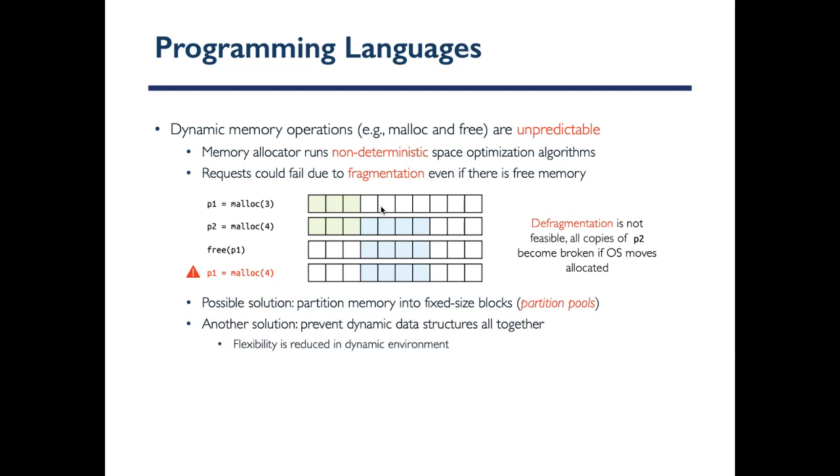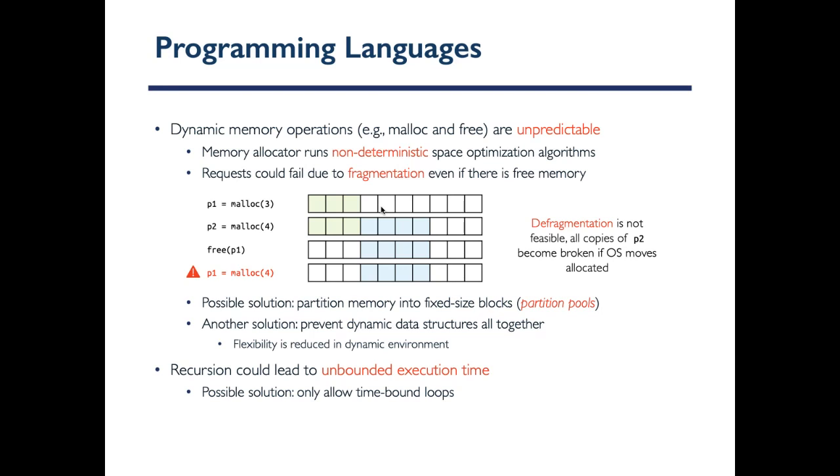Another solution which is widely used in real-time systems is to just prevent dynamic data structures. So many real-time systems do not allow dynamic memory allocation. So whatever memory you need, it has to be statically allocated. It gets flexibility away from your system, but at least it gives you predictability.